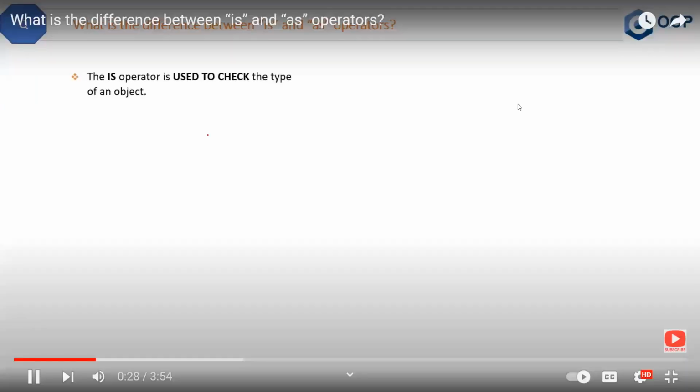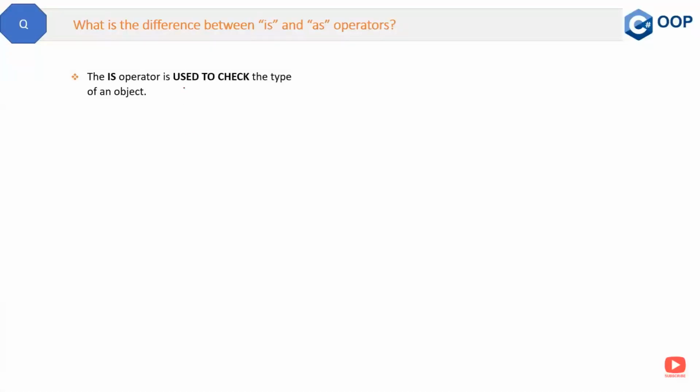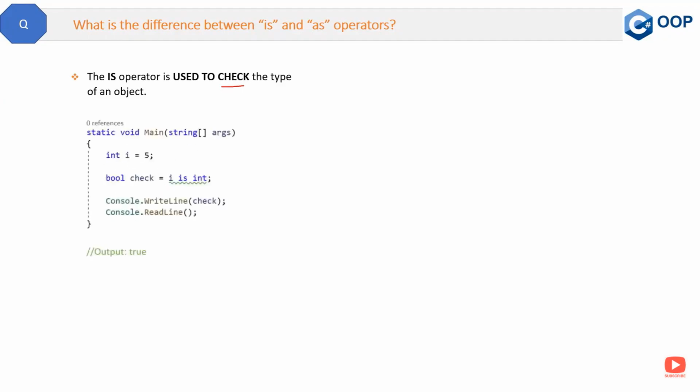So first of all, we will talk about is operator. The is operator is used to check the type of an object. Let me show you the code. So here you can see we have an integer type I. Now in the next line, what we are trying to do is this check variable is checking whether this I is a type of integer or not. So this check will be either true or false. So this is the thing what is operator does.